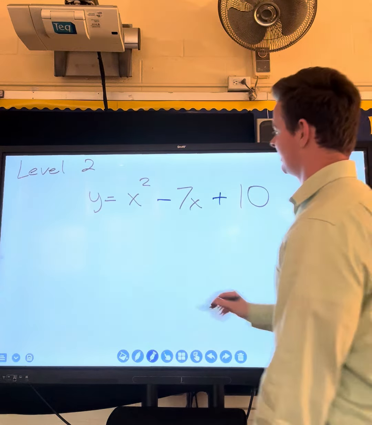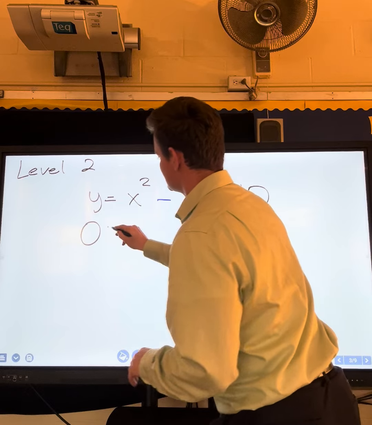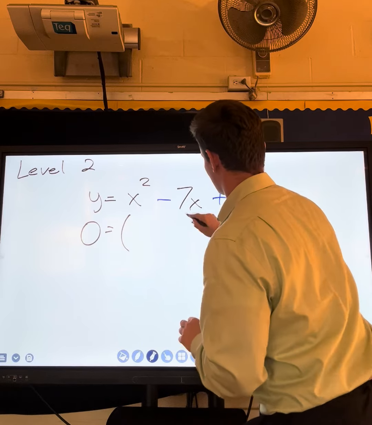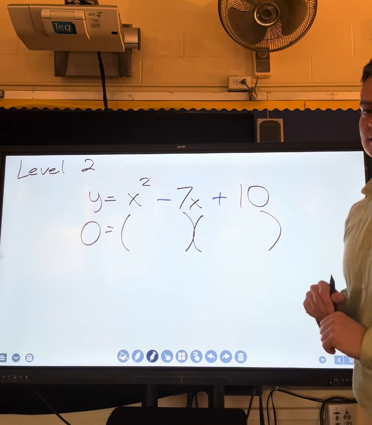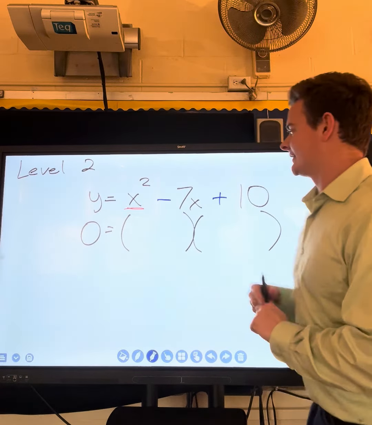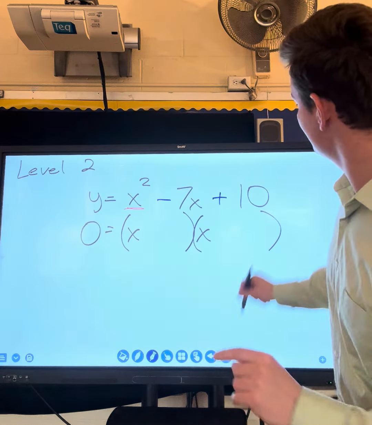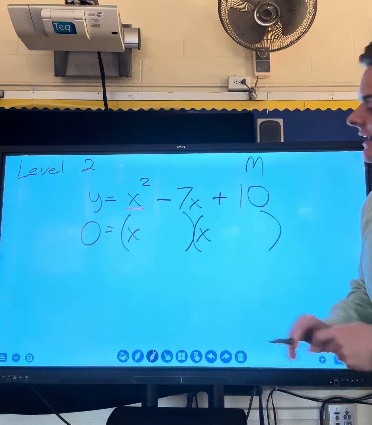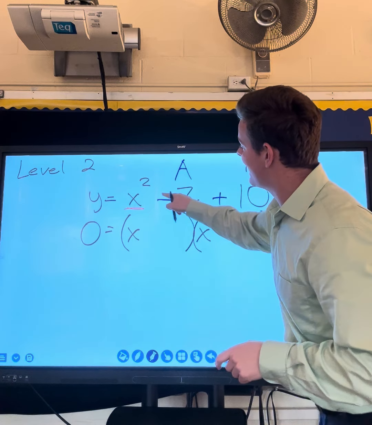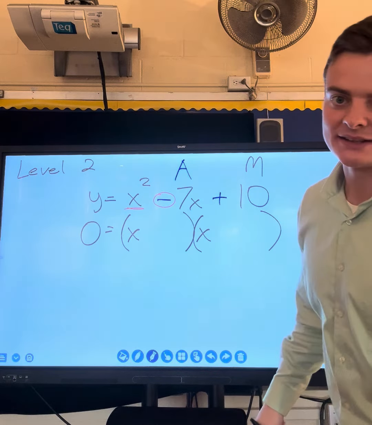Level 2. Same exact thing. Start by setting equal to 0. 0 equals, and I have to figure out what goes in my parentheses. Again, multiply to x squared, x times x. Now I need to multiply to a positive 10 and add to a negative 7. Very important, that's a negative 7.